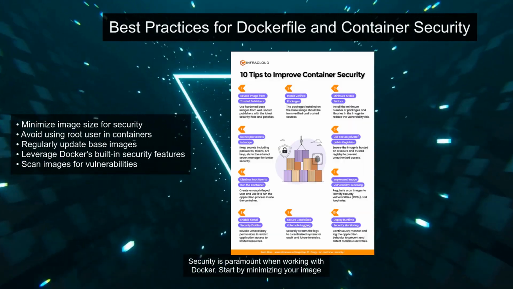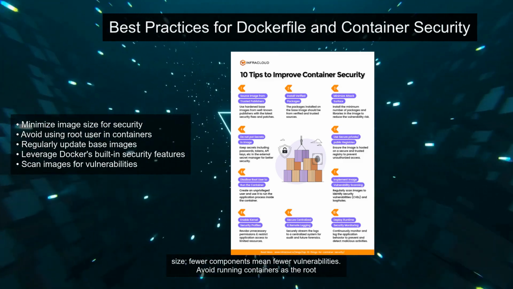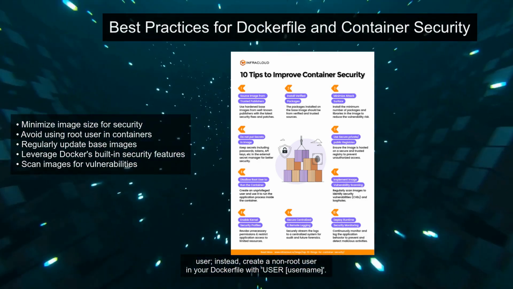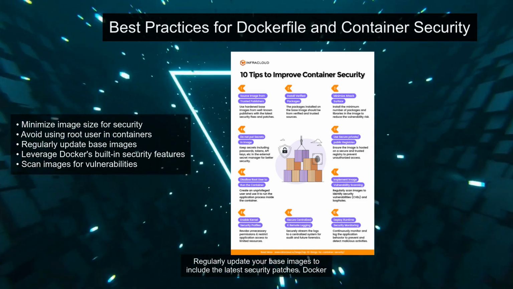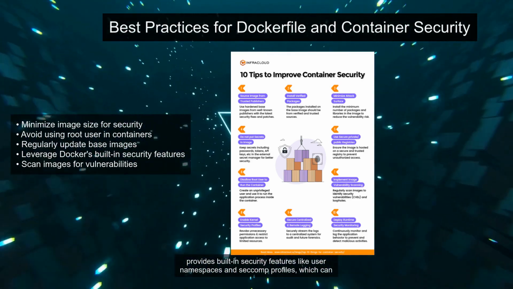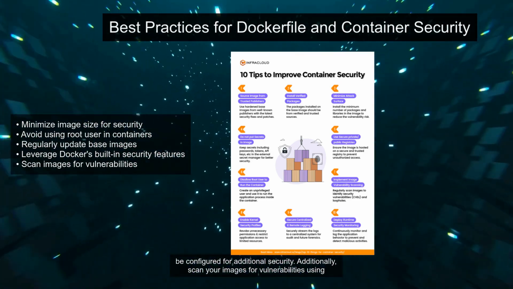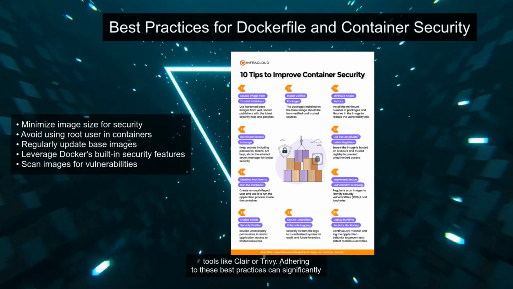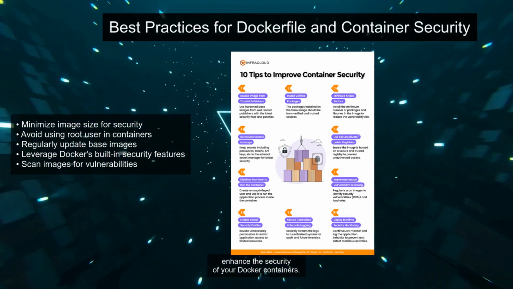Security is paramount when working with Docker. Start by minimizing your image size. Fewer components mean fewer vulnerabilities. Avoid running containers as the root user. Instead, create a non-root user in your Dockerfile with USER username. Regularly update your base images to include the latest security patches. Docker provides built-in security features like user namespaces and seccomp profiles, which can be configured for additional security. Additionally, scan your images for vulnerabilities using tools like Clair or Trivy. Adhering to these best practices can significantly enhance the security of your Docker containers.